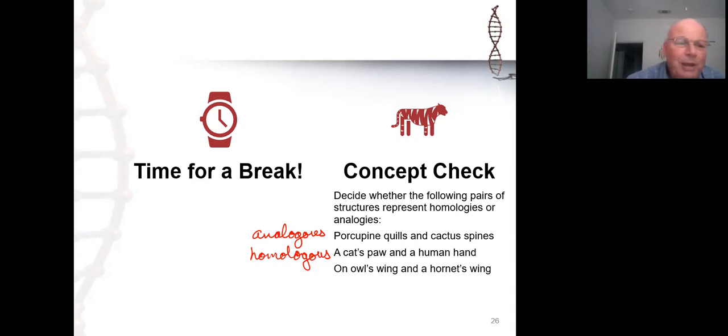In the case of a hornet's wing, it's a membranous wing. Its derivation is very, very different. Hornet is, of course, an insect. It's an invertebrate, comes from a very different part of the animal kingdom. Only in very, very deep time do owls and hornets share a common ancestor. So again, these must be analogous structures. So that's how we define these, and that's the basis by which we do so.